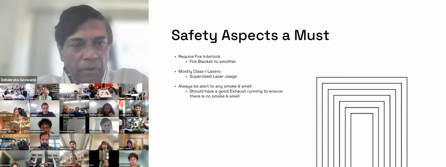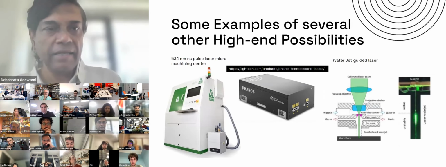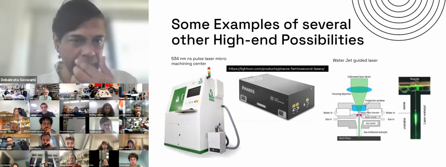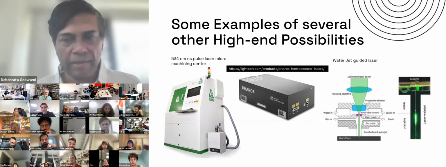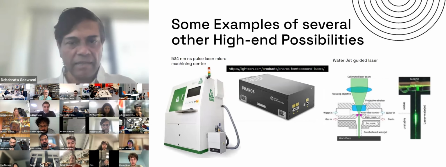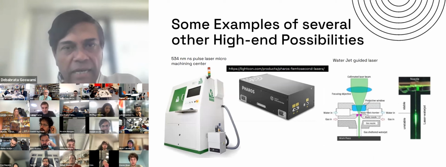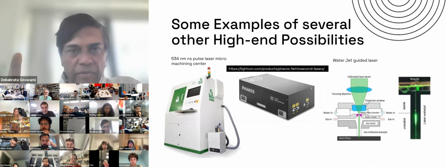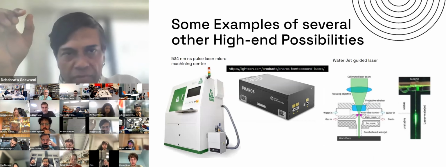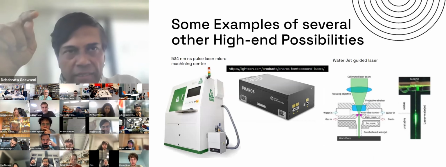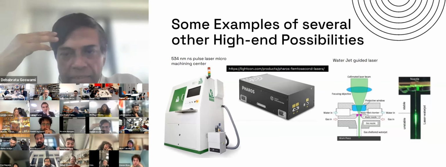Next slide. And some of the other high-end examples and possibilities exist. So I've taken some from Neil's lab itself. There's this whole range of water jet guided laser cutting system where you can have an internal reflection of the laser getting into the water jet and then contained within it, so that it can cut through any length of metal, and it's a very good way of cutting.